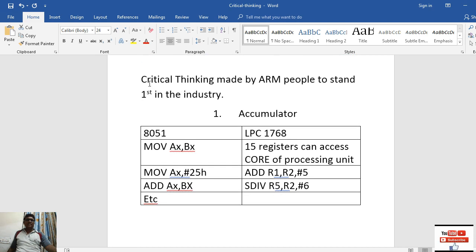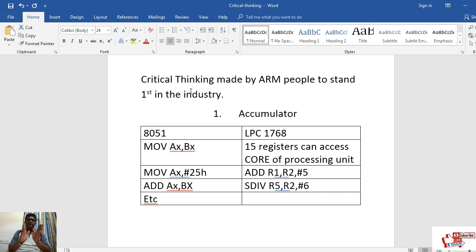The next one is the critical thinking made by the ARM people to stand first in the industry. This was one of the major 4 or 5 points where the ARM people made changes in their architecture during the year of 1996 in order to come up with more powerful microcontrollers.